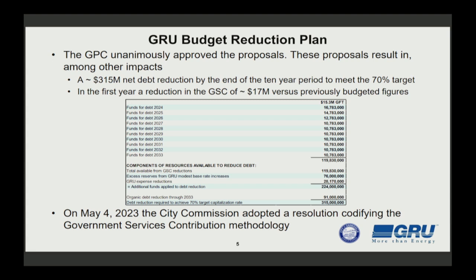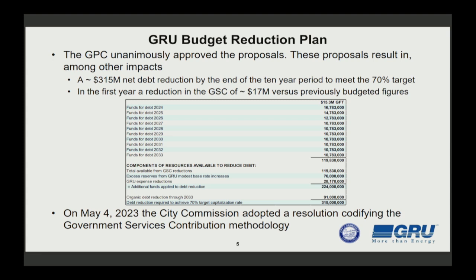There's another $91 million in what we call organic debt reduction, and all that means is we project we're going to pay down $91 million more in principal than we're going to issue in principal over that decade. The third piece was $76 million in incremental rate revenue generated by the recurring base rate increases in the electric system and the wastewater system from 22 through 27.